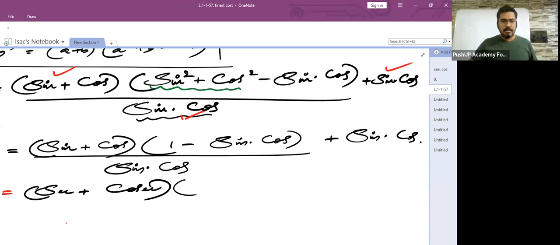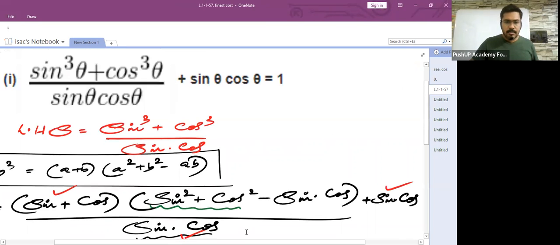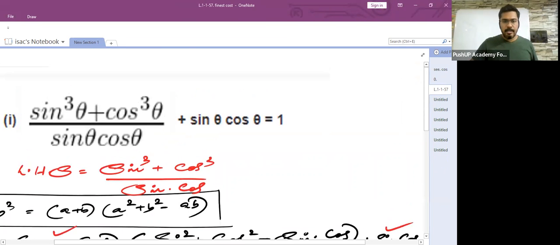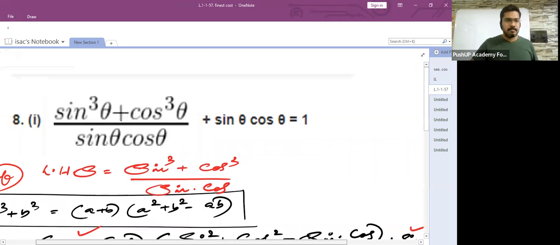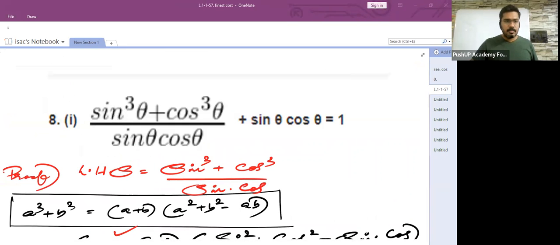We'll check. We'll just check whether the question is wrong or right. What is the question number? 8, first part. Question is right. Sine cos sine. It's correct.